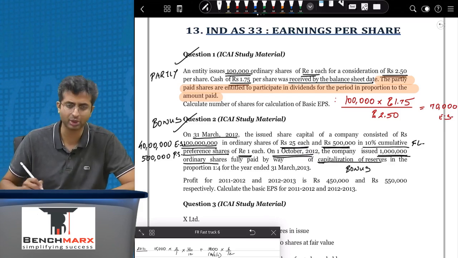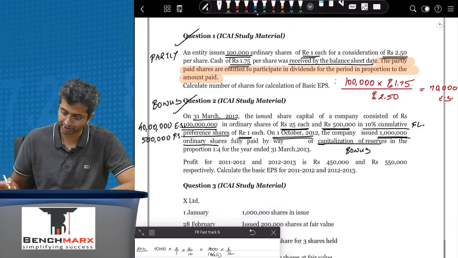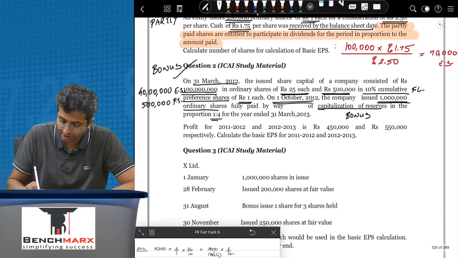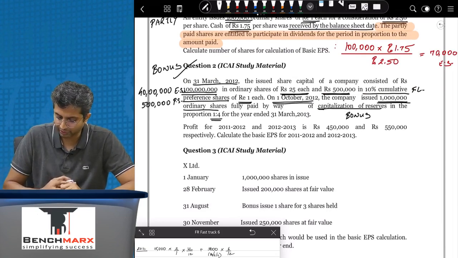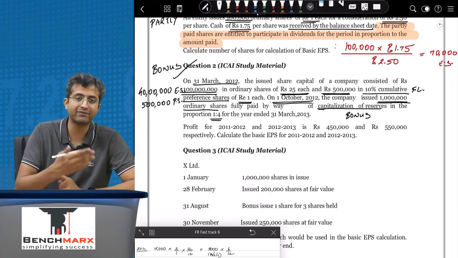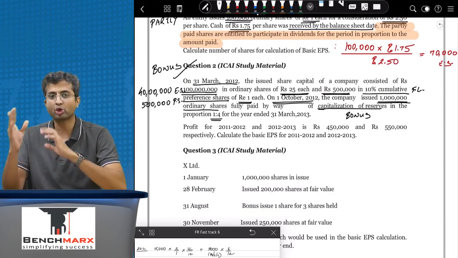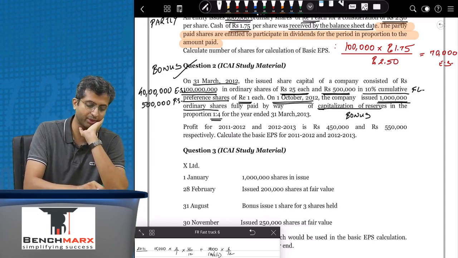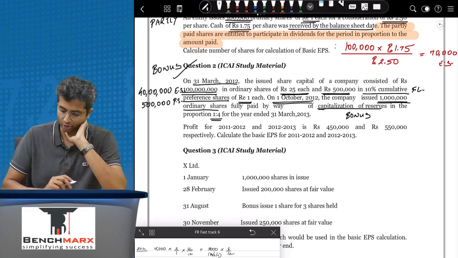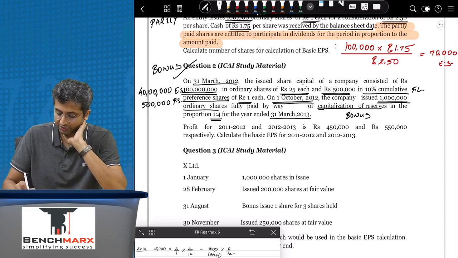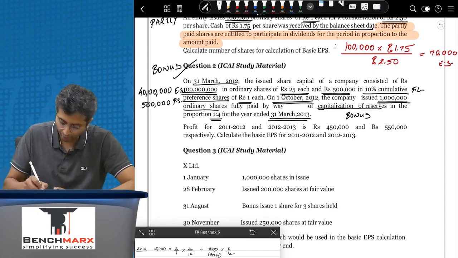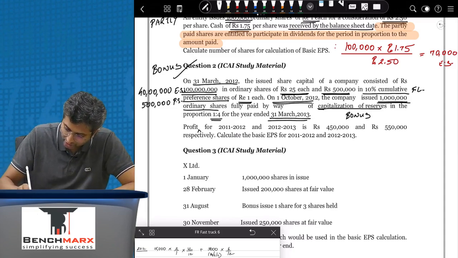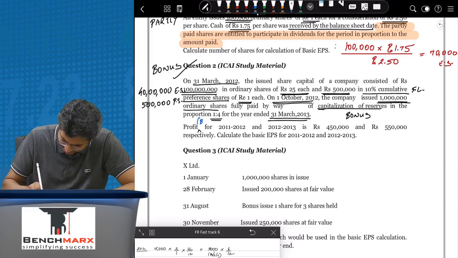Bonus debits the reserves account and credits share capital, so that is capitalization of reserves, in the proportion of 1:4 for the year ended. 1:4 means what? For every 4 old shares, you have 1 new share. So this is 40 lakhs into 1/4, which will come to 10 lakhs. For the year ended 31st March 2013, profit, over here write down before deducting preference dividend in brackets, just add this, it is not printed.